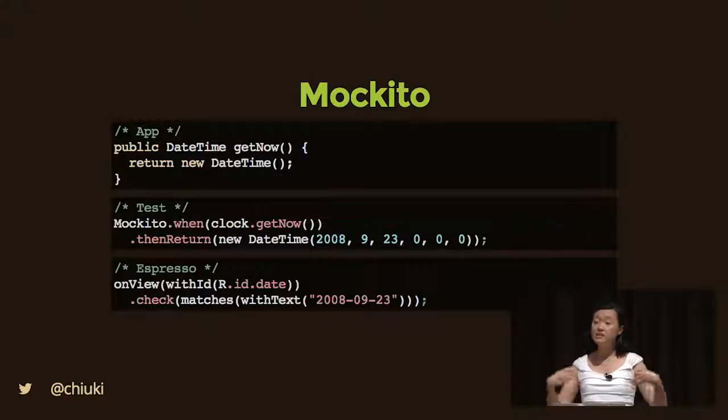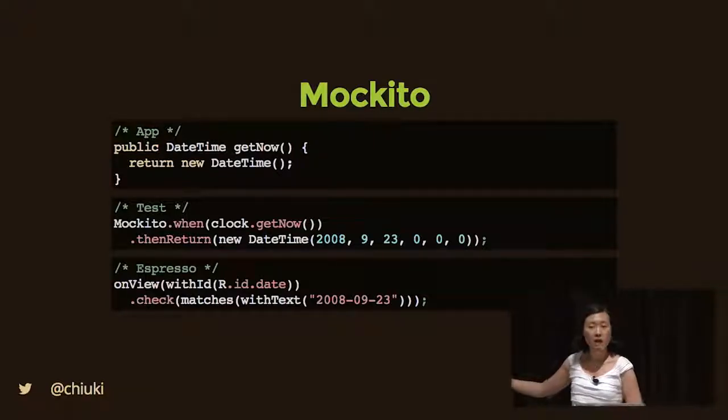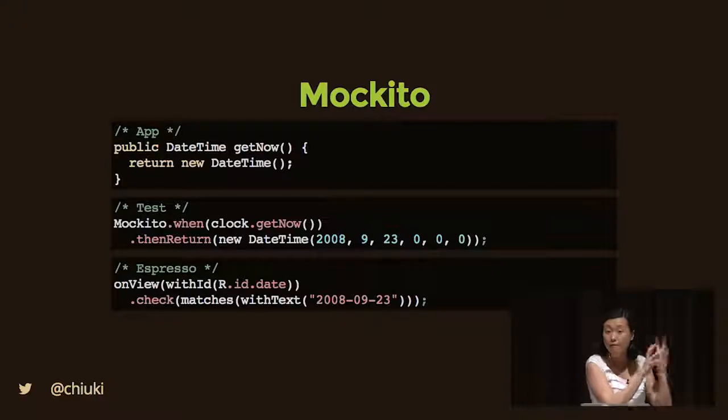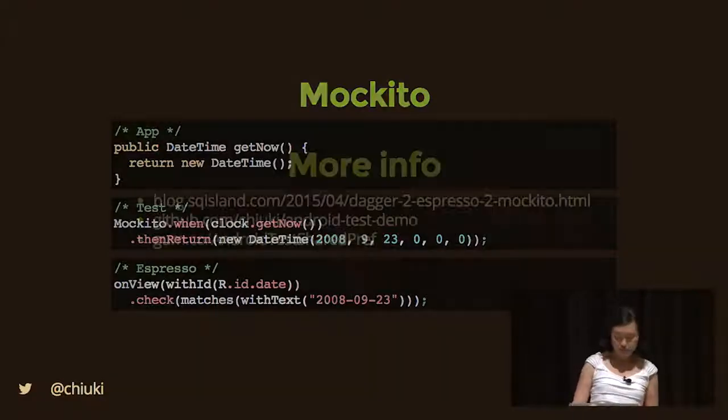Dagger allows you to provide a different component to your app and your test, and Mockito allows you to mock the behavior of that class. So if you look at it again, the syntax is like when this function is called, then return this particular object. You don't actually need to write a function to define things. So it's all very fluent, and you can define a lot of different things in Mockito.